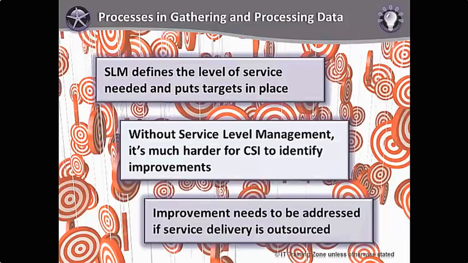Without service level management, it can be much more challenging for CSI to identify opportunities for improvement. Remember, even if service delivery is outsourced, improvement still needs to be addressed. Any contracts should include targets and budget for improvement.